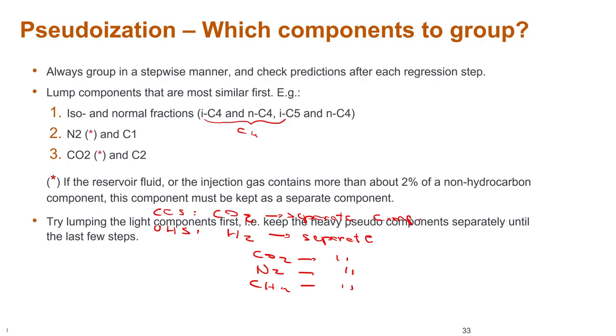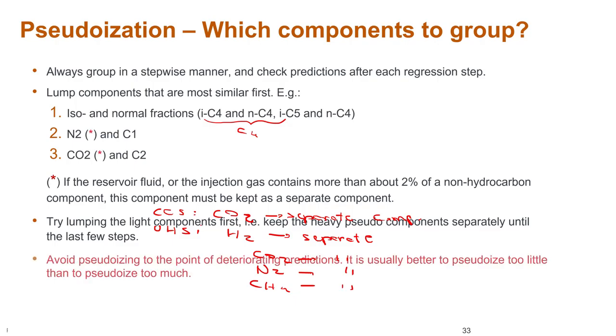Yeah, we start with the light and go to the heavy. It's a good strategy. And be careful. You need to lump, but you cannot deteriorate your prediction. So it's trial and error.